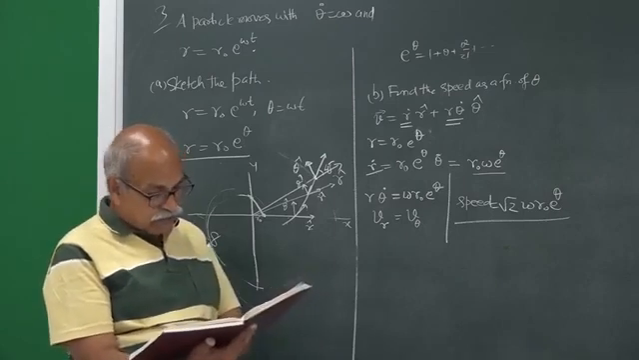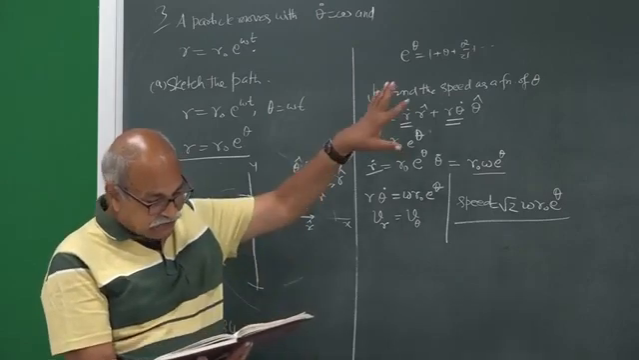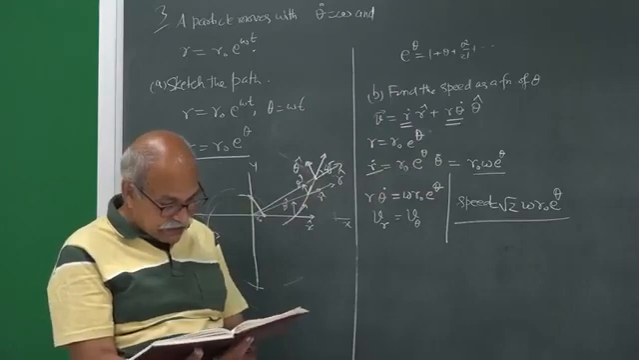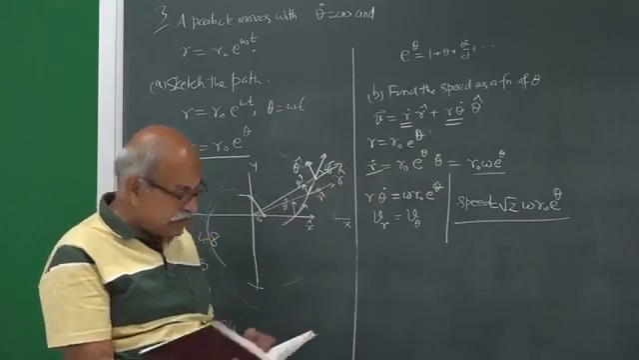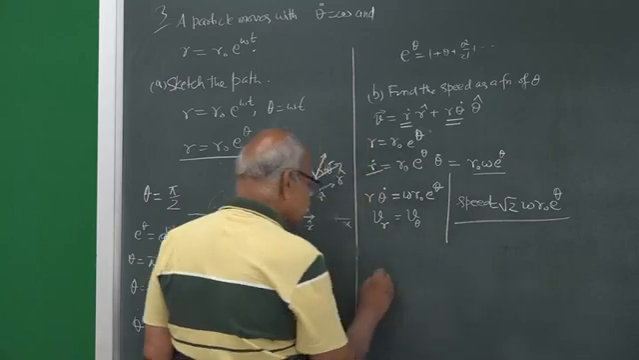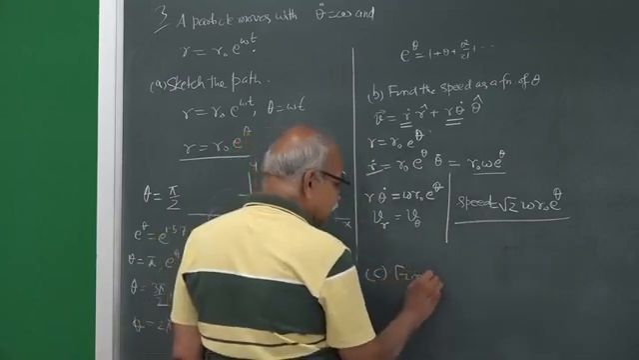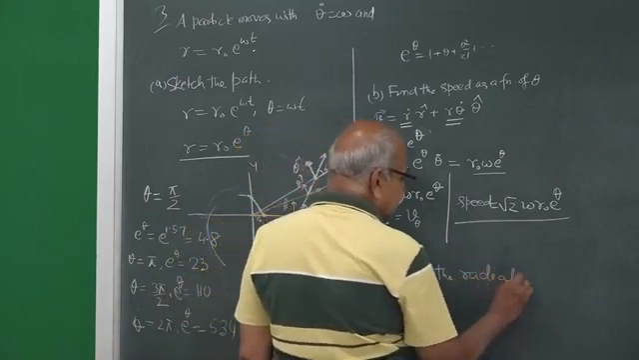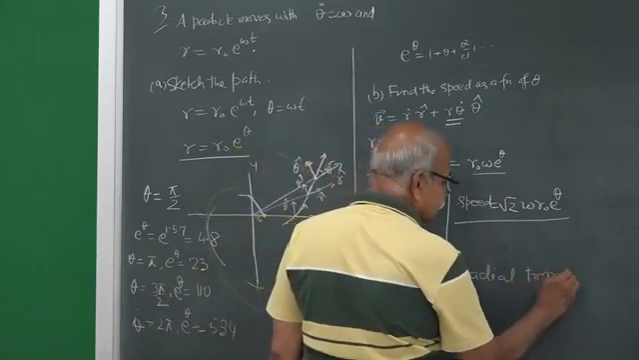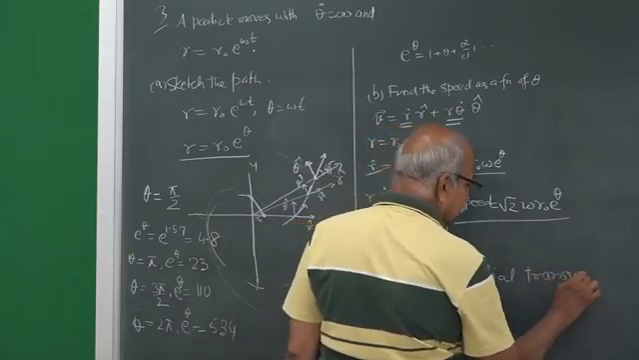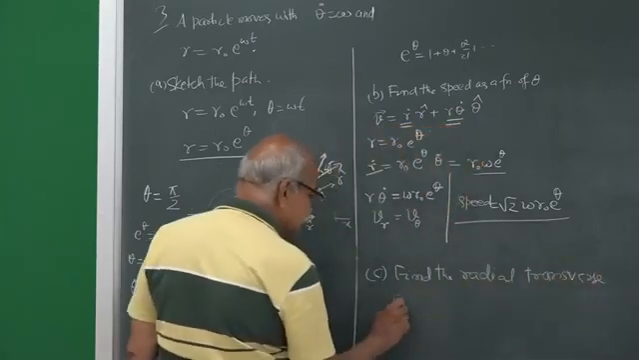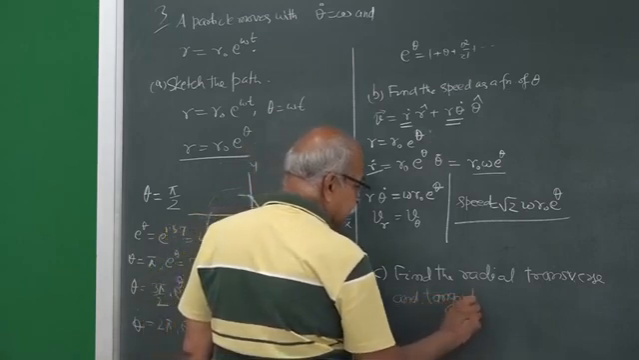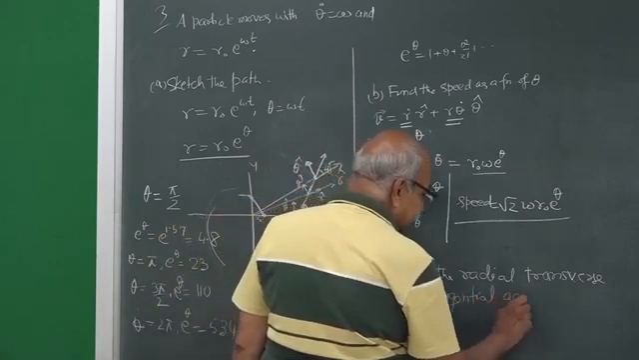Part C is find the angle made by the velocity vector with the radial and transverse. We have done that, so no need. Next part is find the radial, transverse and tangential acceleration. So, write it as C. Find the radial, transverse and tangential acceleration.